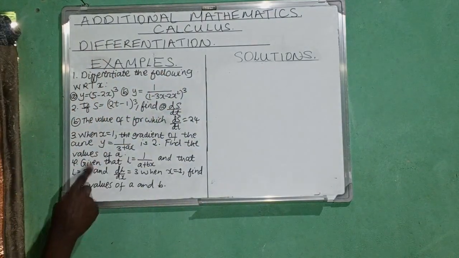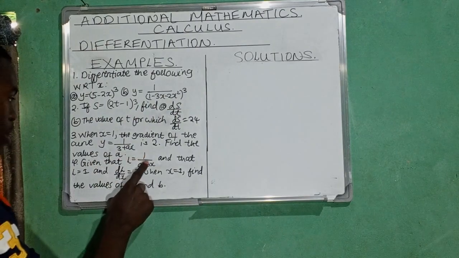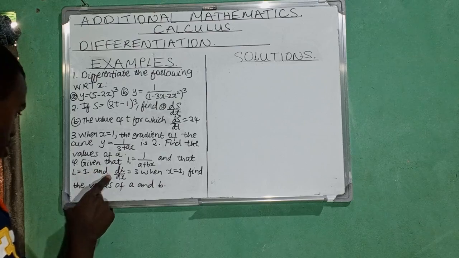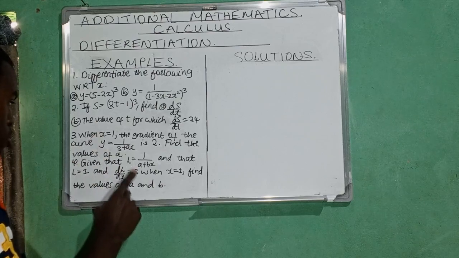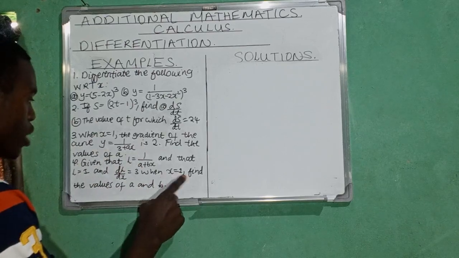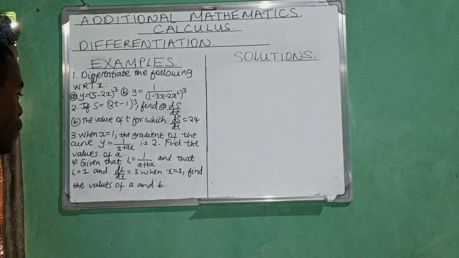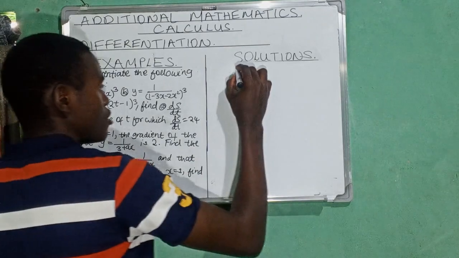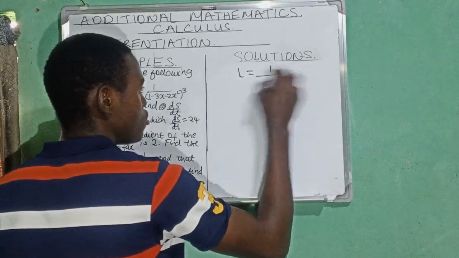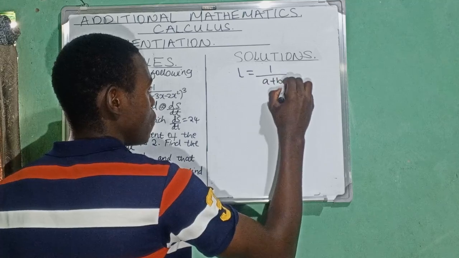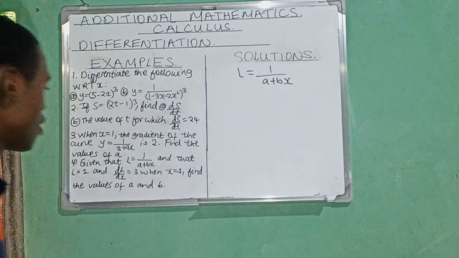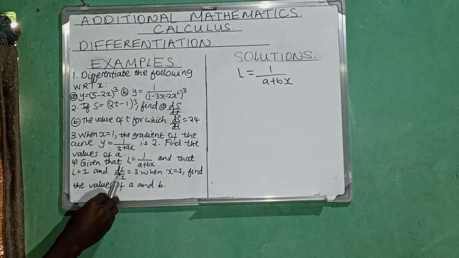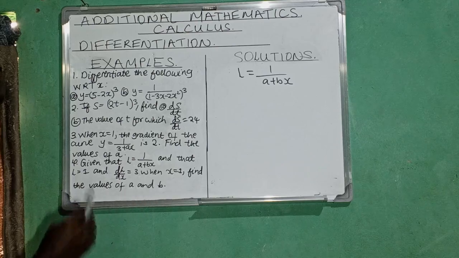Question 4 reads: given that L is equal to 1 divided by A plus BX, and that L is equal to 1 and dL/dx is equal to 3 when x is equal to 1, find the values of A and B. Alright, so let's write the function. We have the function L is equal to 1 divided by A plus BX. And then here they are saying that L is equal to 1, and dL/dx is equal to 3 when x is equal to 1.